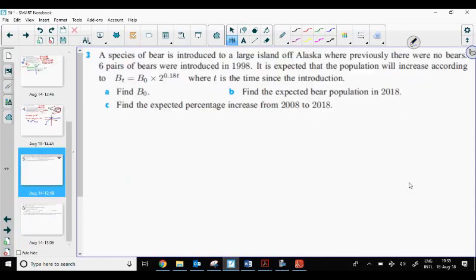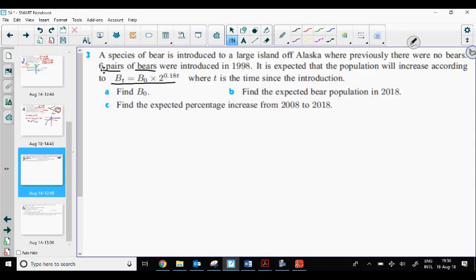Okay, before we get into this, I just want to say we are very unlikely to actually see word problems like this in our course, but it's worth us thinking about at this stage in the game, I think. So this problem is about bears. In fact, it's actually about pairs of bears. We got to read this very carefully. So there were 6 pairs of bears, or 12 bears in total, introduced in 1998, and the population is supposed to increase according to this function right here.